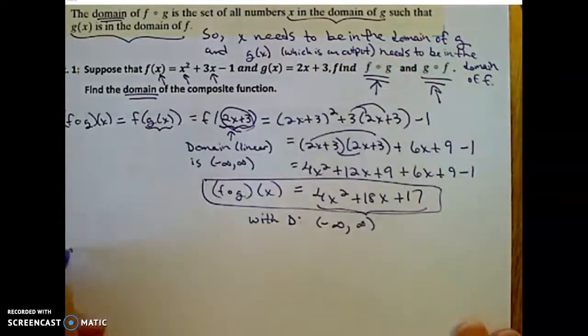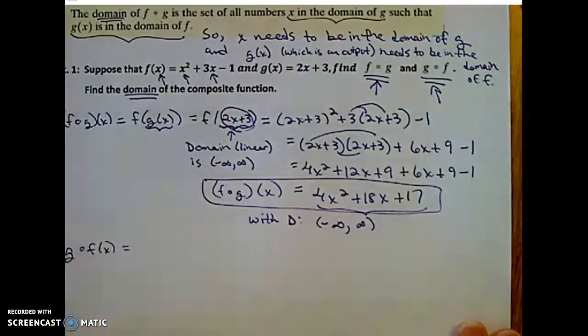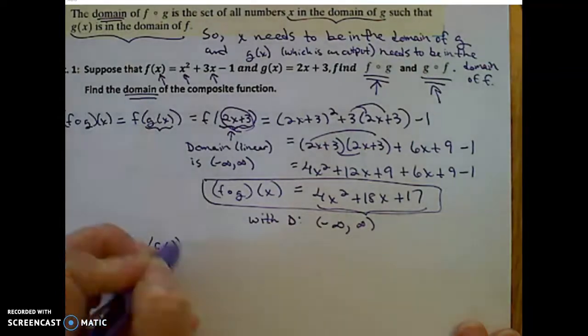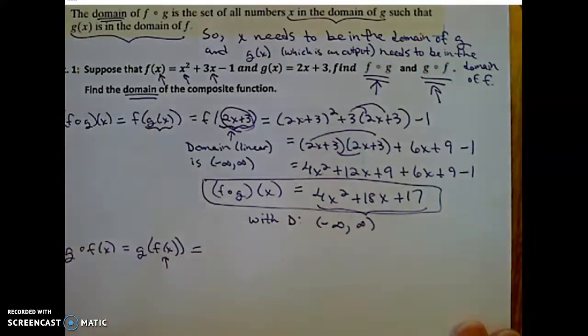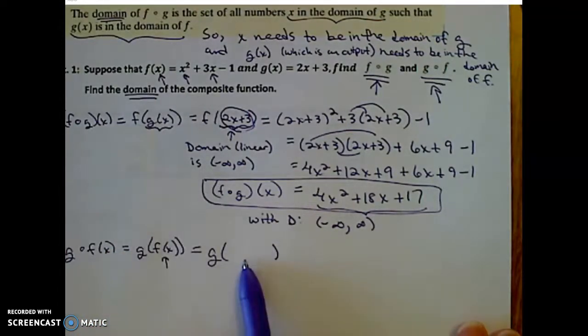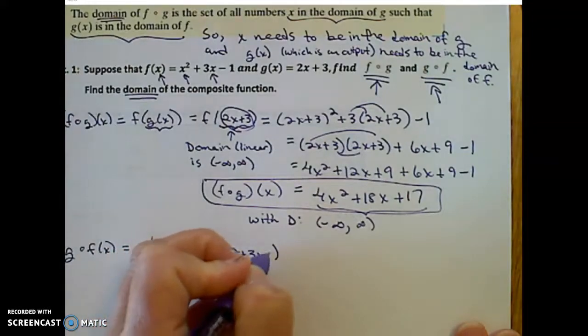Let's find g composed of f of x. Notice that means it's easier to write it, I think, as g of f of x. That means I'm going to take that whole function f of x and plug it into g of x. What was f of x? F of x was this one, x squared plus 3x minus 1.